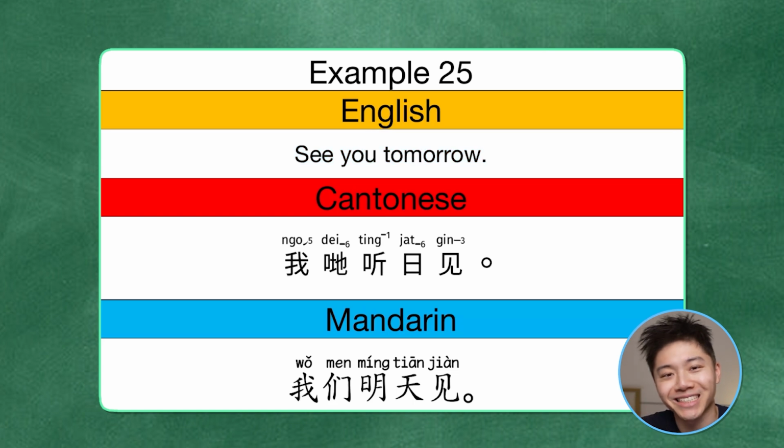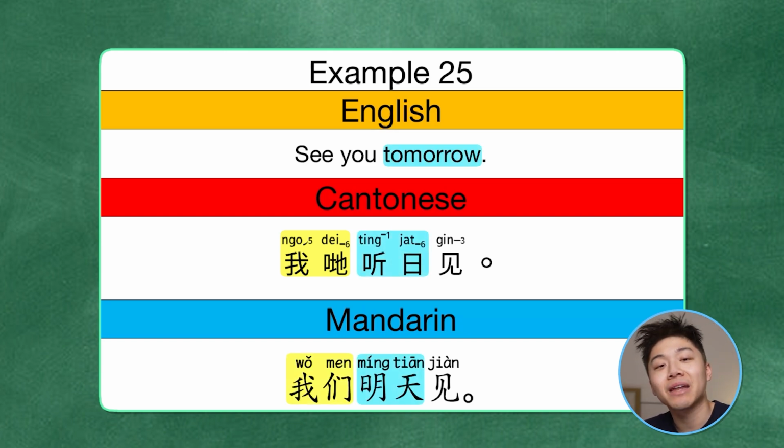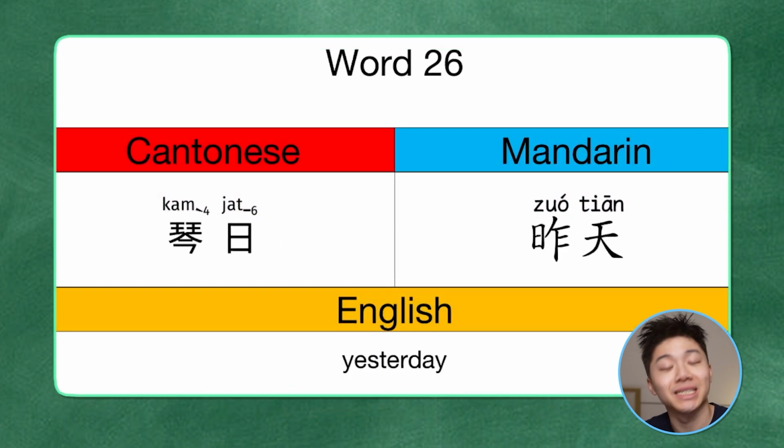Let's break this down. See you tomorrow. In Cantonese, 我哋聽日見. In Mandarin, 我們明天見. So 我哋 means we, in Mandarin 我們. 聽日 means tomorrow, in Mandarin 明天. And then 見 means to see, in Mandarin 見. So 我哋聽日見, 我們明天見.